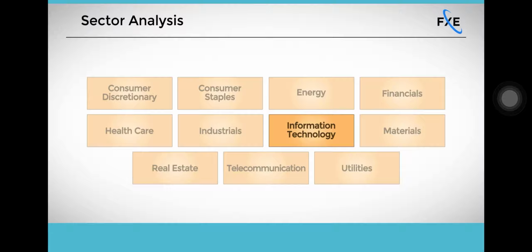Information technology. This sector consists of companies that focus on research and development and distribution of technological goods and services to consumers and other businesses. Companies that develop software, manufacture electrical goods like computer products and smartphones, as well as home appliances and home entertainment, all fall under this category.